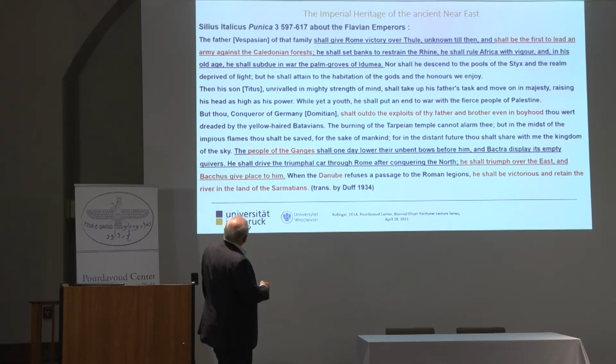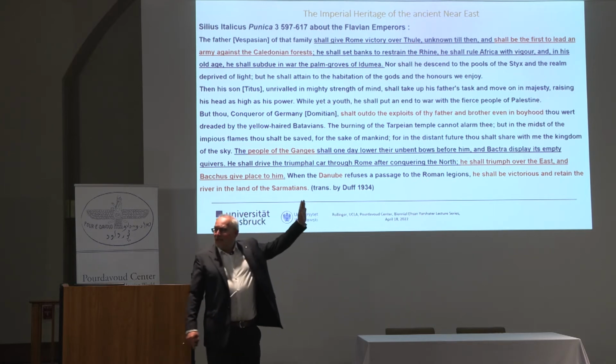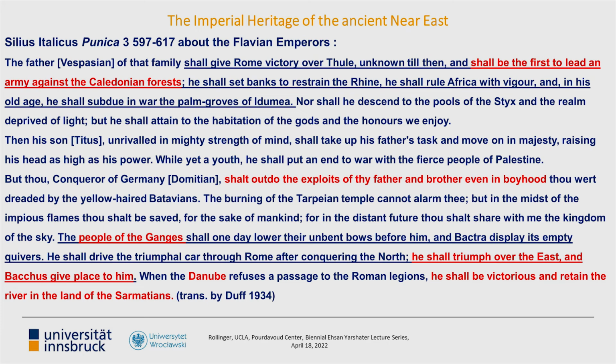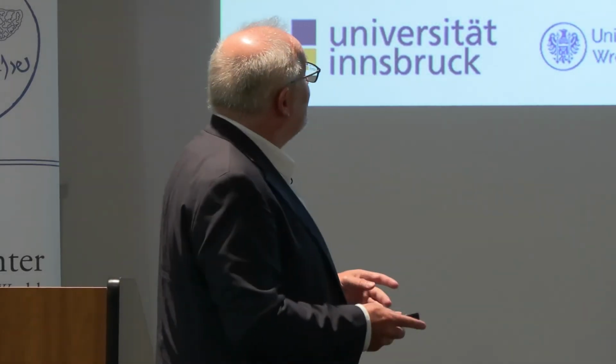And he develops the idea of first father, so the founder of the Flavian dynasty shall give Rome victory over Thule, so the outer island in the Western Sea, unknown till then, and shall be the first to lead an army against the Caledonian forests. So again, this is outperforming any predecessor.